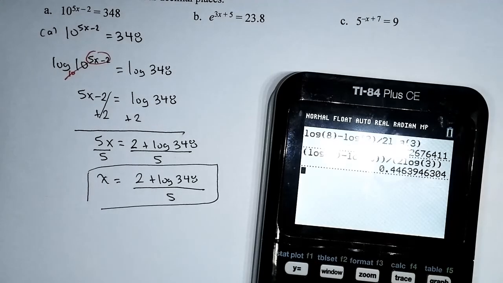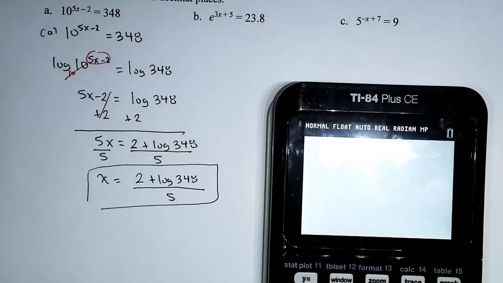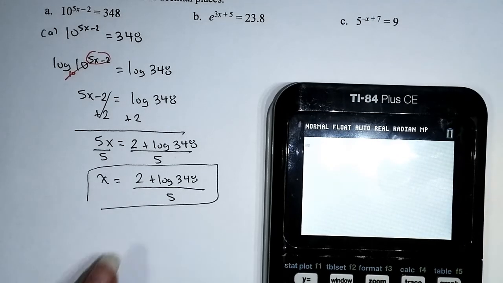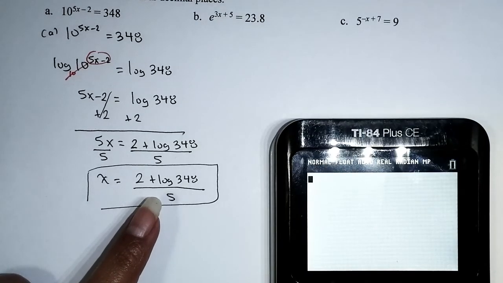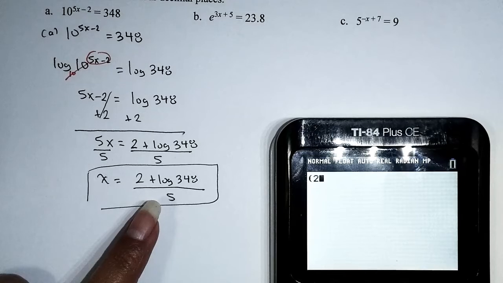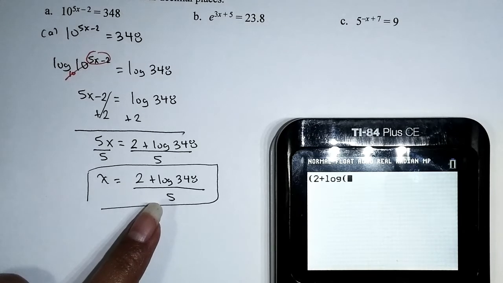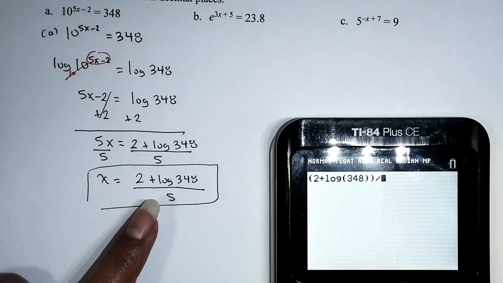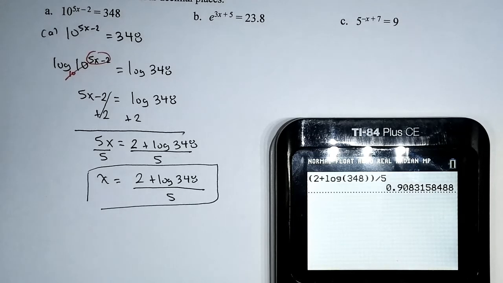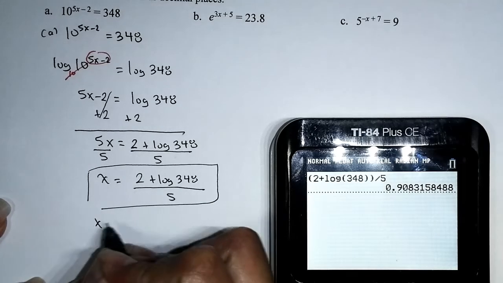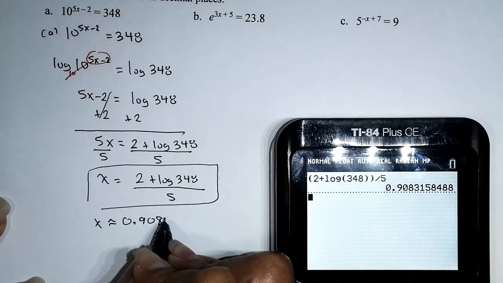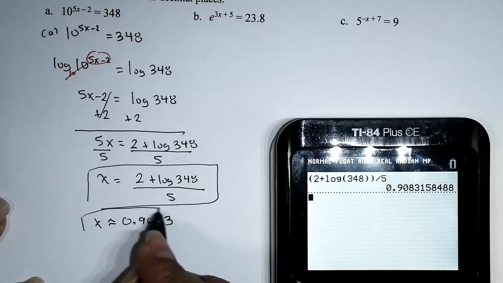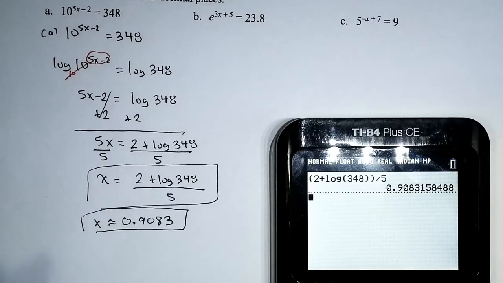And we have 2 plus log 348 over 5. Remember, because in the numerator we have more than one term, the only way we're gonna divide the sum by 5 is if we wrap it up. So open the numerator, 2 plus log 348. Close the argument, close the numerator, and then divide it by 5. We are asked to round to 4 decimal places, so that should give us x is about 0.9083. Fantastic. So one problem down, 2 more to go.